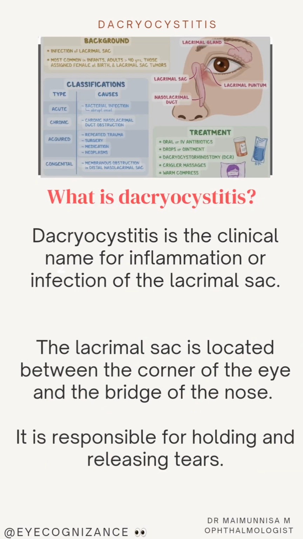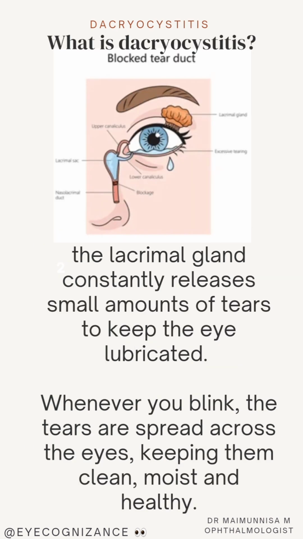So, dacryocystitis is the clinical name for inflammation or infection of the lacrimal sac. The lacrimal sac is located between the corner of the eye and the bridge of the nose. It is responsible for holding and releasing our tears. The lacrimal gland constantly releases a small amount of tears to keep our eyes lubricated. Whenever you blink, the tears are spread across the eyes, keeping them clean, moist, and healthy.